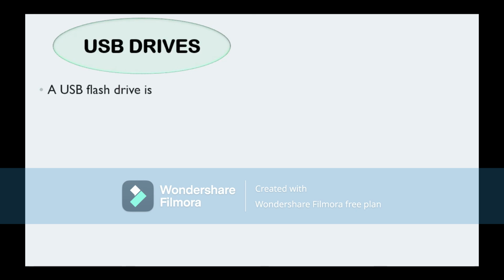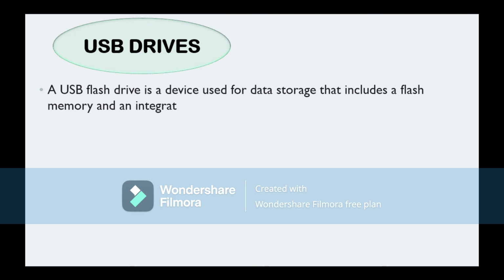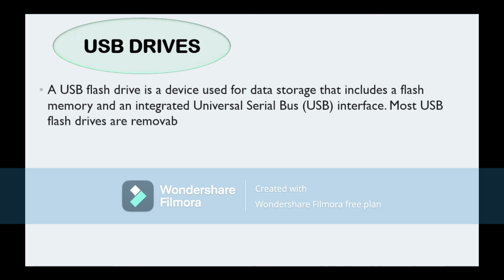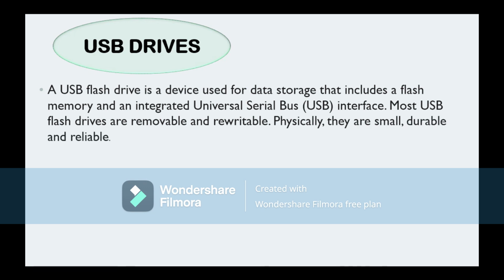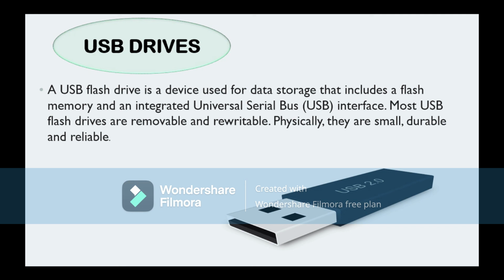And the last one is the USB drive. A USB flash drive is a device used for data storage that includes a flash memory and an integrated universal serial bus USB interface. Most USB flash drives are removable and rewritable, and they are small, durable, and reliable.